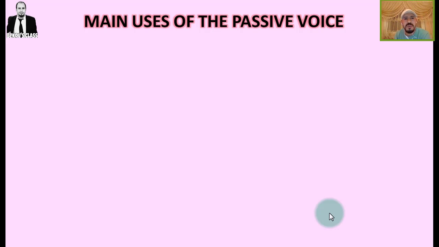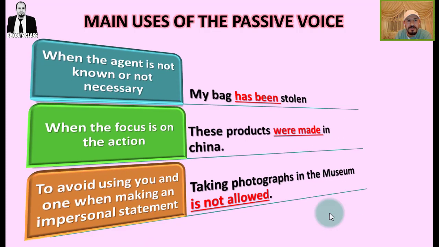So what are the main uses, since the passive and the active mean exactly the same thing? So why do we bother ourselves with these changes? Now here is a list of three reasons why we use the passive voice. So we use the passive voice when the agent is not known. We don't know who is the doer of the action, or we know the doer of the action, but it's not necessary to know it.